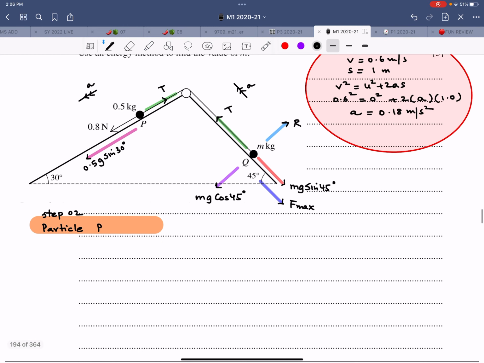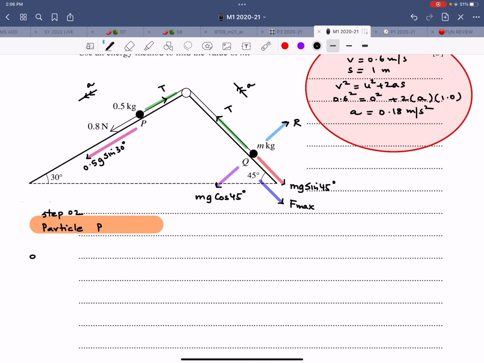If I focus on particle P, this is 0.5 G sine 30 plus 0.8 minus tension is equals to mass into acceleration, which is 0.18, which is found from this first part. So that is this thing.